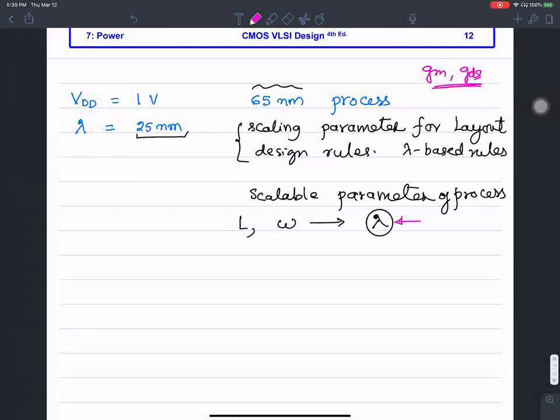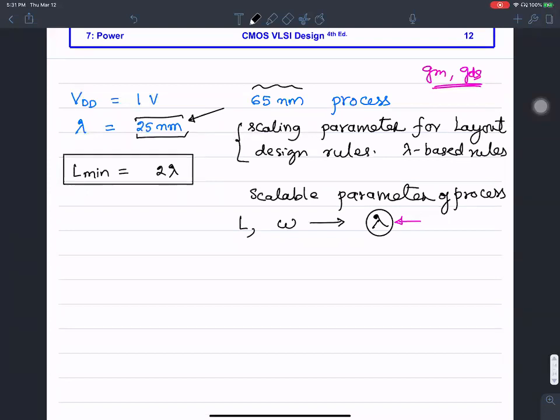So the idea is it's a constant. I will give the value of that constant for each particular technology. If it's a different technology, I will give the corresponding lambda for that in the problems. Typically the minimum length happens to be 2 times lambda. The minimum feature size possible is typically a function of 2 times lambda.